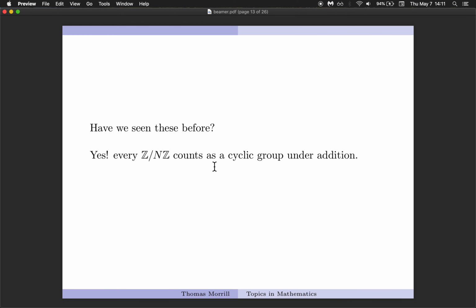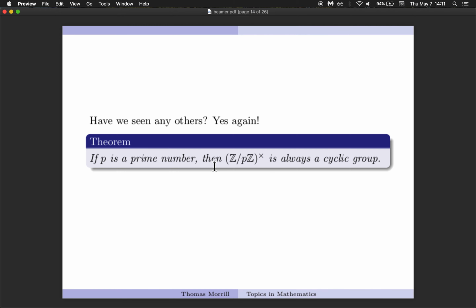So every single element of this group is some combination of ones, which means that this is a cyclic group. Now, are these all of the cyclic groups we've seen? Well, there's a bit of a philosophical question there. We'll leave that aside for right now. In fact, there are more groups that we have seen that are also cyclic.